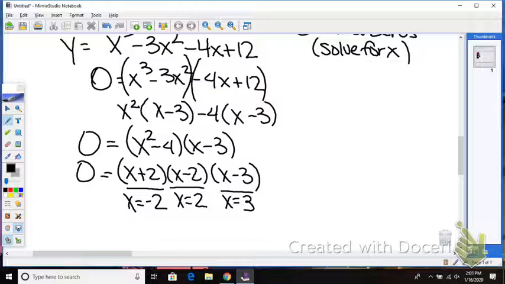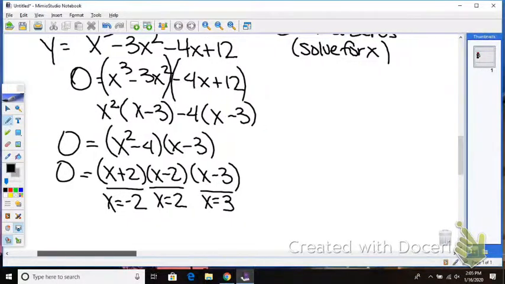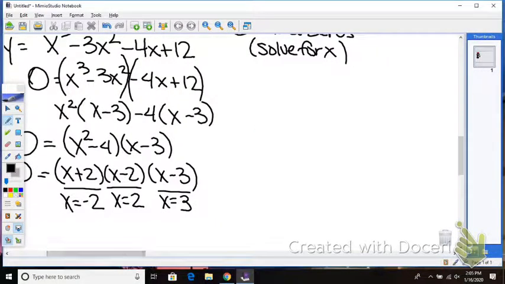Good? Yeah. Okay, so here is what, and we kind of talked about this the first day we started this section. I showed you what we were getting toward, and today we're going to do it. So we're going to plot these 3 points to start. So I have x is negative 2, x is 2, and x is 3.